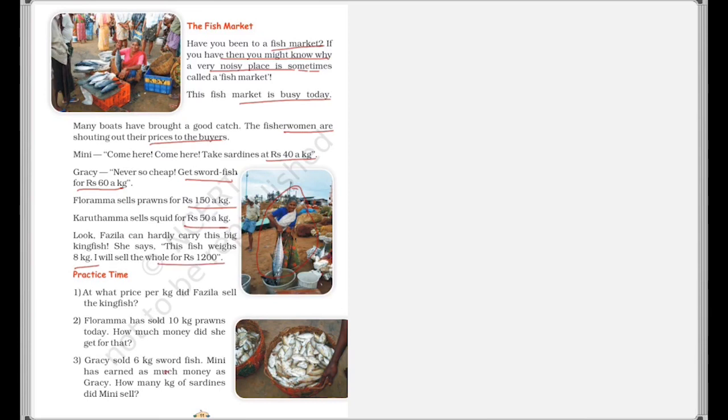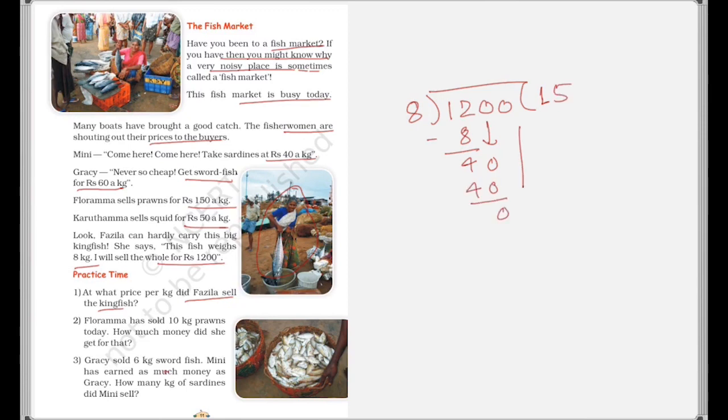So at what price per kg did Fazila sell the kingfish? It is rupees 1200 for 8 kg. So we'll just divide by 8. We'll do the division. I'll quickly do it for you. So clearly you can see that she is selling at 150 rupees for 1 kg.